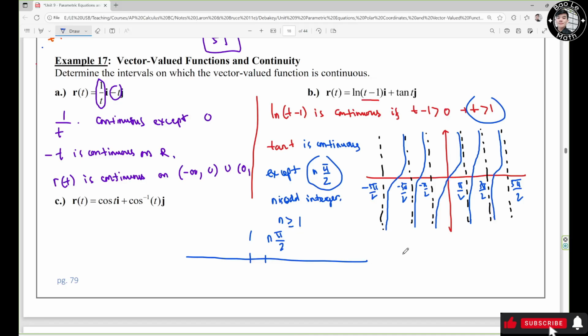So the final answer must be the function r of t is continuous except t equals n pi over 2, where n is a positive integer. Alright, now let's move on to question C. You know that the cosine function is always continuous, right?